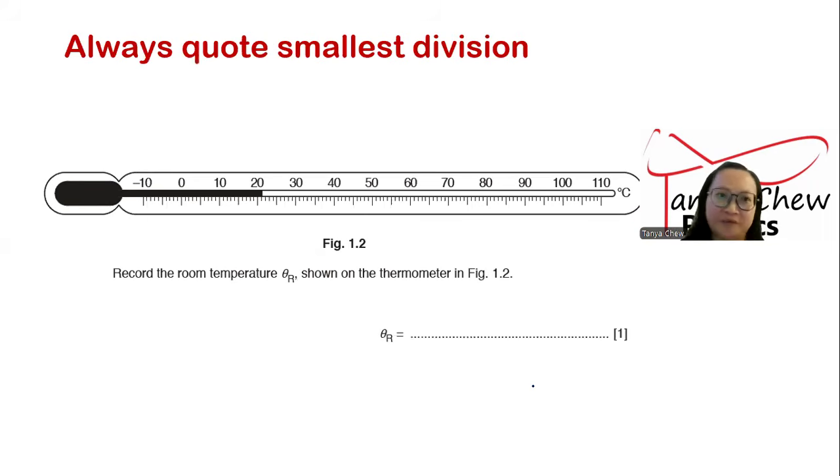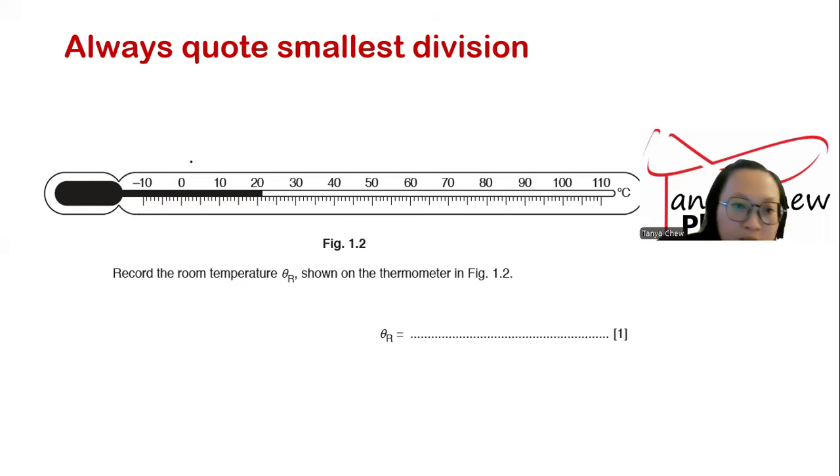Now, what about the thermometer? I want you to bear in mind, this is related to the thermometer. The thermometer is used to measure the temperature. So for the thermometer, always quote the smallest division first before you write down your answer. So let me read the question. Record the room temperature, theta R, shown on the thermometer in Fig 1.2.